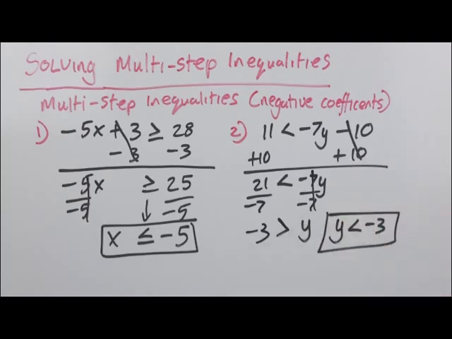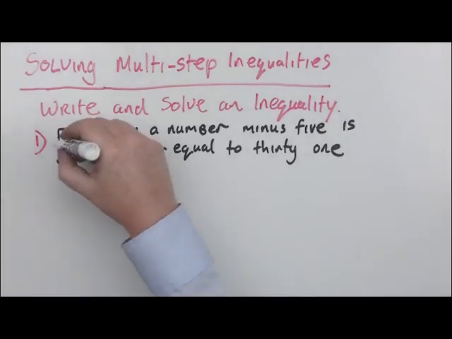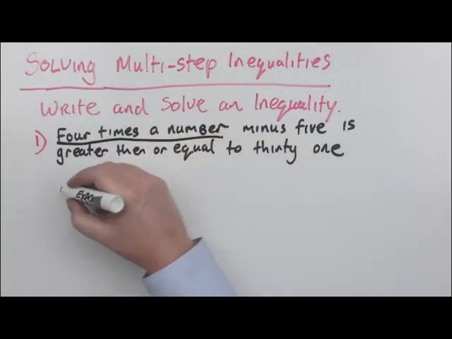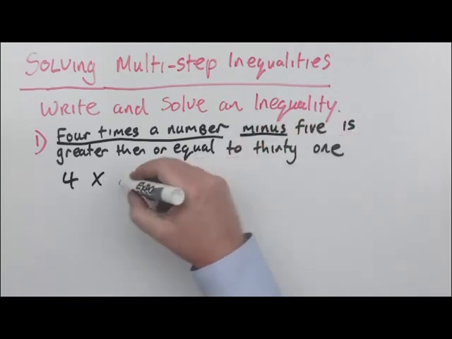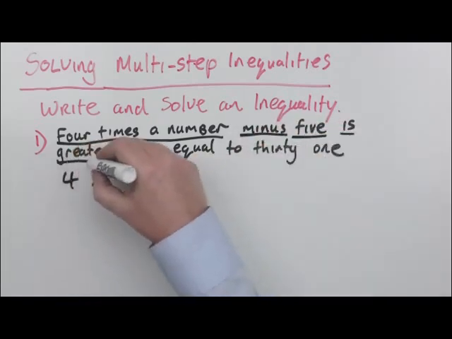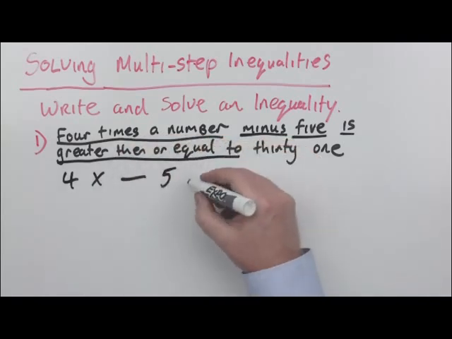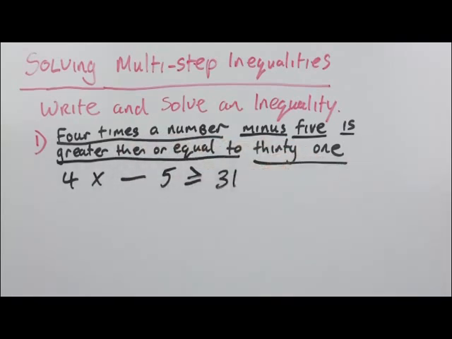Great. Let's look at a problem where we have to write and solve an inequality. So first, translate it into an algebraic inequality. That's 4 times a number minus 5 is greater than or equal to 31. Okay, now I have to solve that inequality.